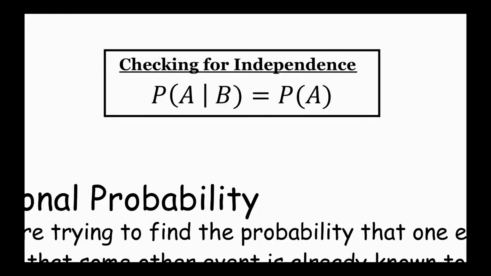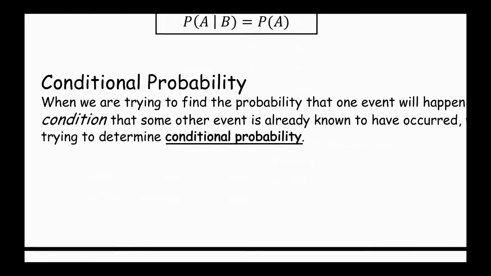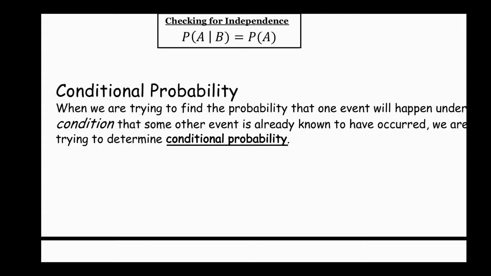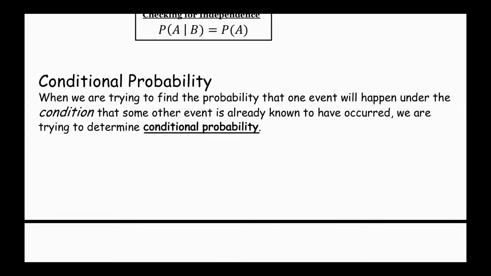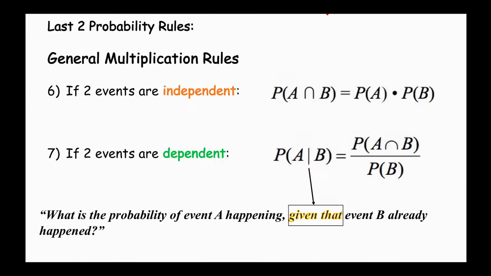Okay? Conditional probability. Conditional probability is when we are trying to find the probability that one event will happen under the condition that something already happened. Okay? So something already happened, or I already know something happened. So I need to find the probability of this happening, right? That's conditional probability. Okay, so here are the formulas.